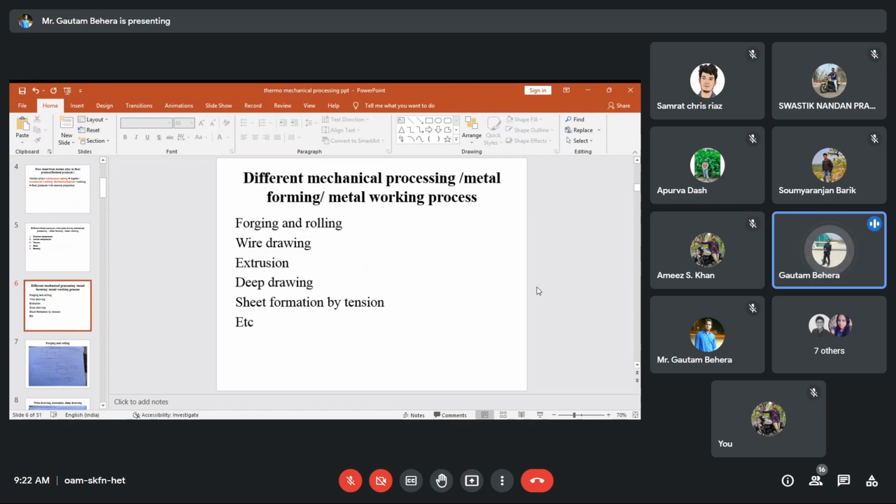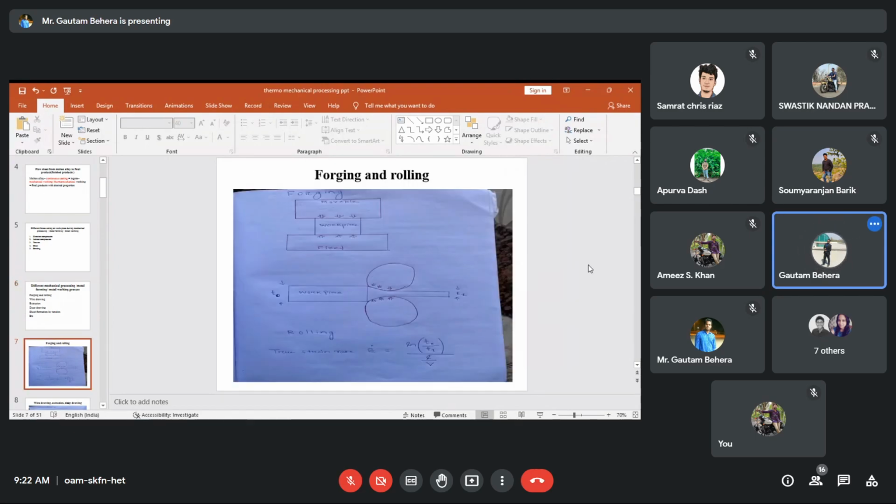Okay, fine. You people also know these things: forging and rolling. These are the most common, most used processes in industry: forging and rolling. So here in forging, I'll show you the images soon. Then wire drawing, then extrusion, then deep drawing. Then sheet formation by tension. So these are the different mechanical processing methods. Okay, these are the images you can see.